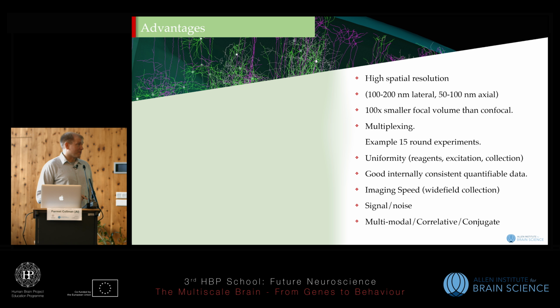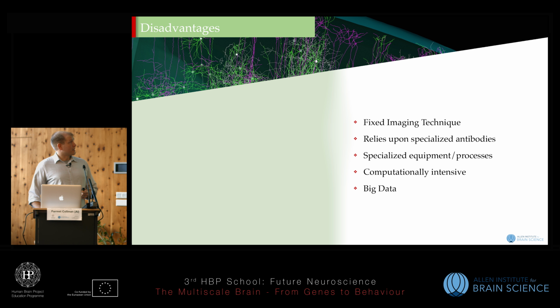Finally, it's very fast because it's a wide field fluorescence microscopy technique. You collect whole frames at a time. We typically use sCMOS cameras that will capture a 200 micron square area in a single snap in a few hundred milliseconds. And so you can collect a tremendous amount of data. It has relatively high signal to noise, again, because you're able to use such a high numerical aperture objective. You can collect a larger fraction of the fluorescence that's produced by your sample. And as I've shown you, it is sort of multimodal or correlative or conjugate in that you can combine the immunofluorescence and electron microscopy quite precisely.